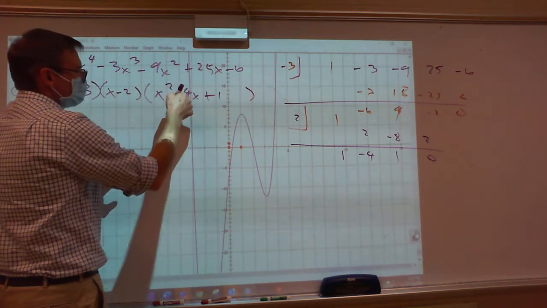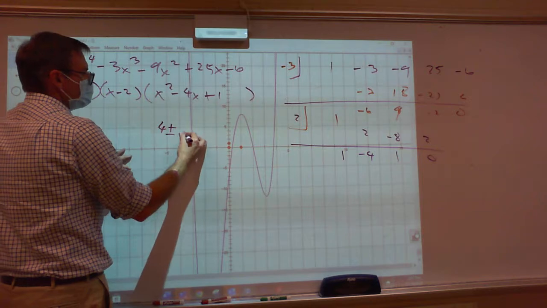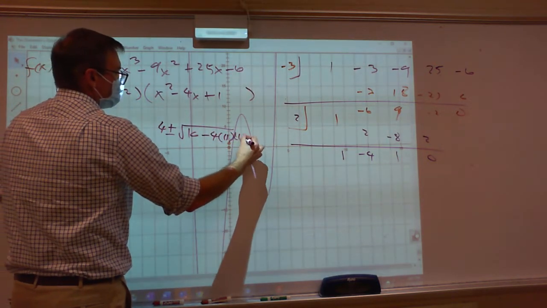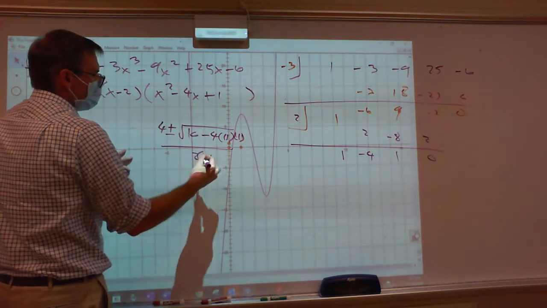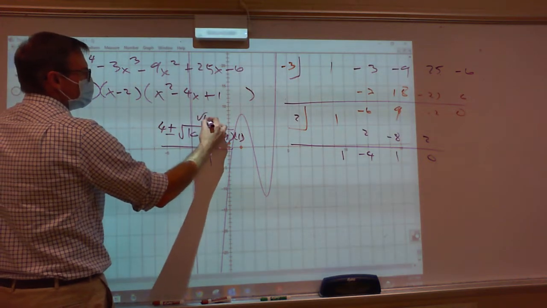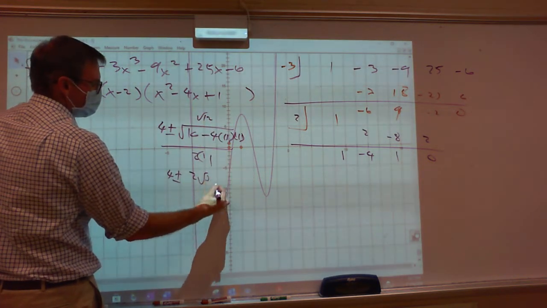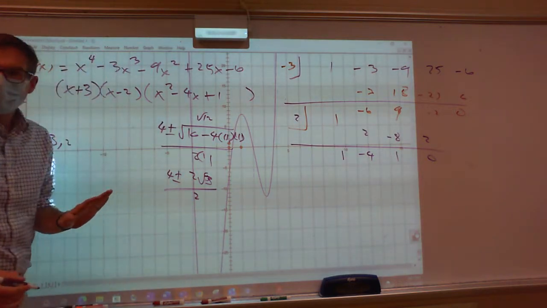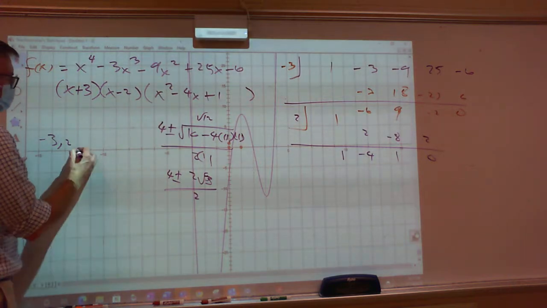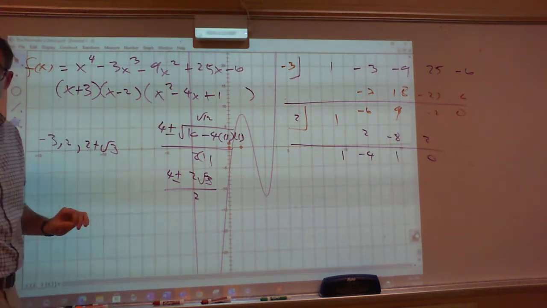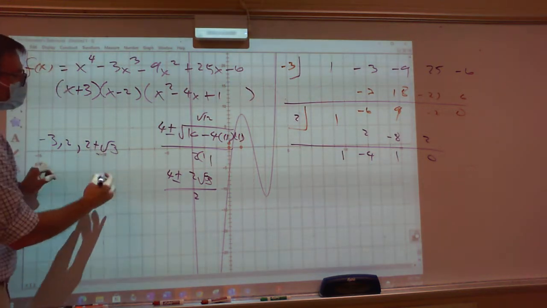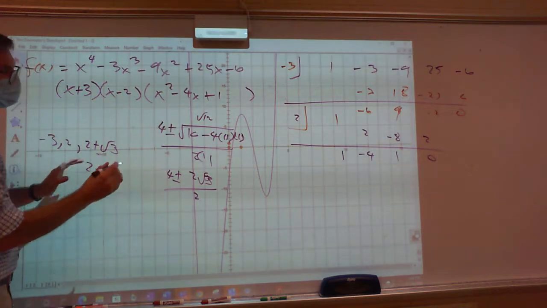So when I do this, negative b, so 4, plus or minus the square root of this thing squared, minus 4 times 1 times 1, all over 2 times 1. So I get 4 plus or minus the square root of 12, which is 2 square roots of 3, all over 2. Simplifying, I end up with 2 plus or minus the square root of 3. So I'll get a 2 plus the square root of 3, and I'll get a 2 minus the square root of 3.